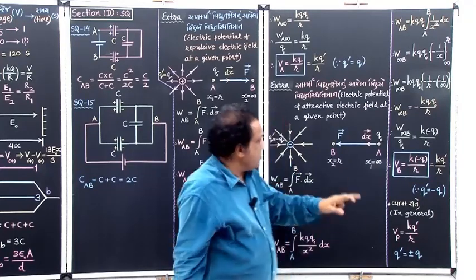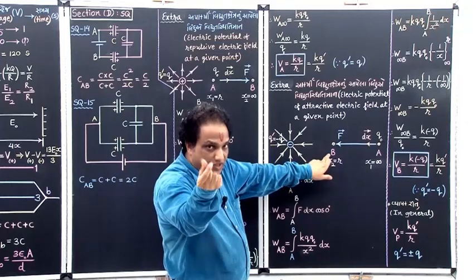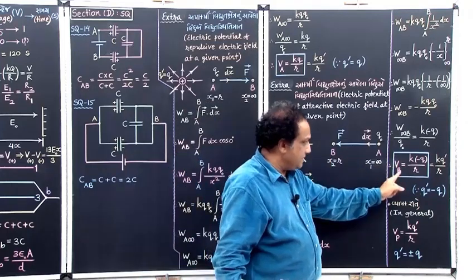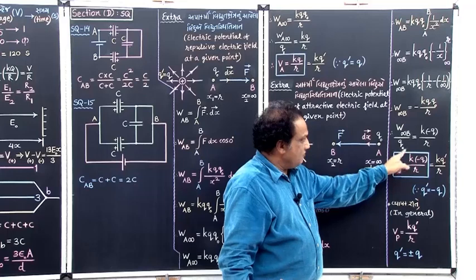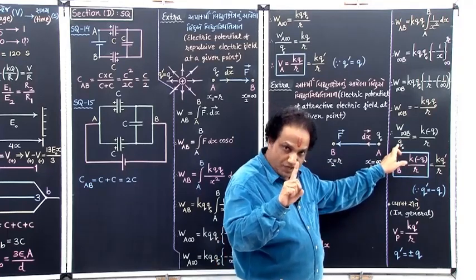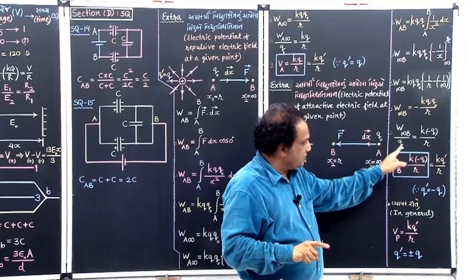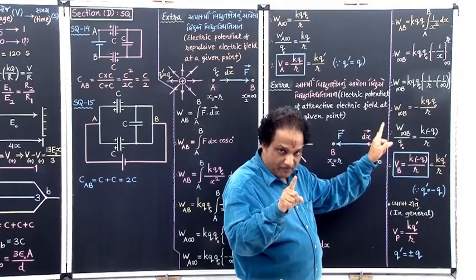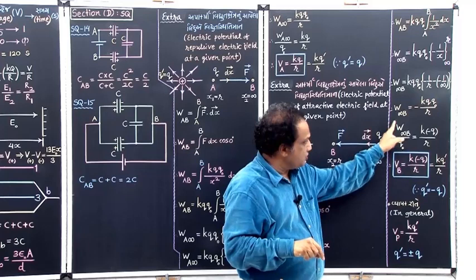Right now given point is point B, so I am putting the symbol VB. Correct? I repeat, whenever you see any ratio, denominator you should take 1 unit. Okay? Come on, define this electric potential of attractive electric field at a given point from this ratio.